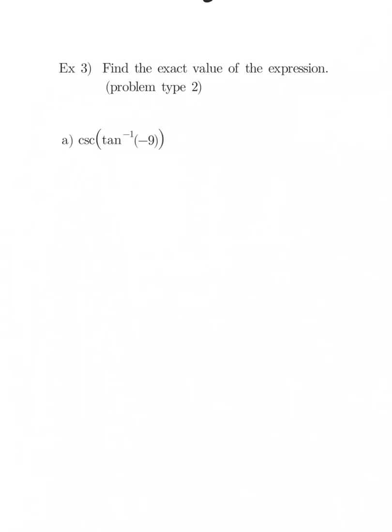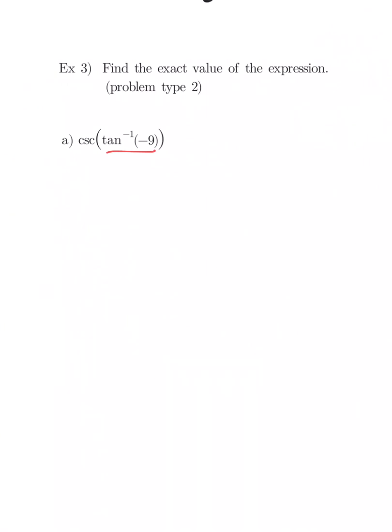On example 3, we are going to be doing the same thing. We're still finding exact values for the expressions. What's going to be different is they're going to give you different kinds of functions here. They're going to go to cotangent, cosecant, secant. So work the inside just like we were doing before.